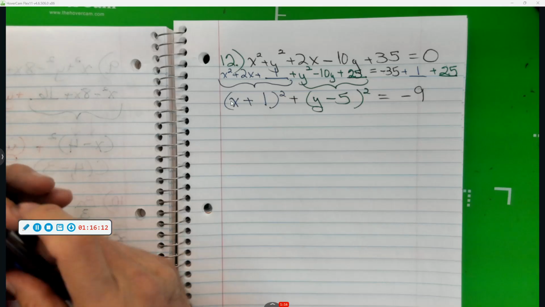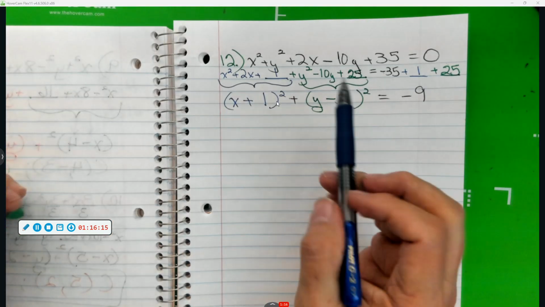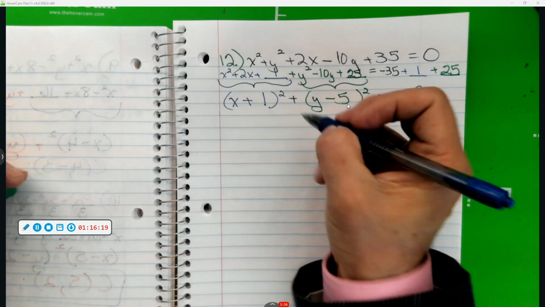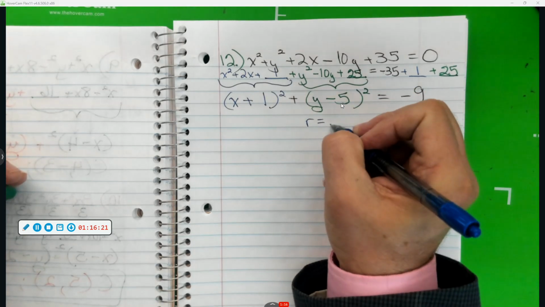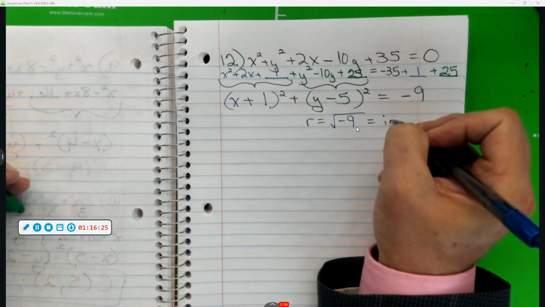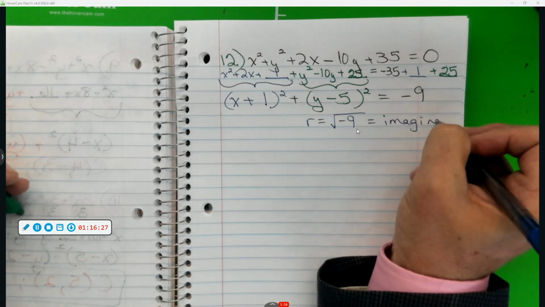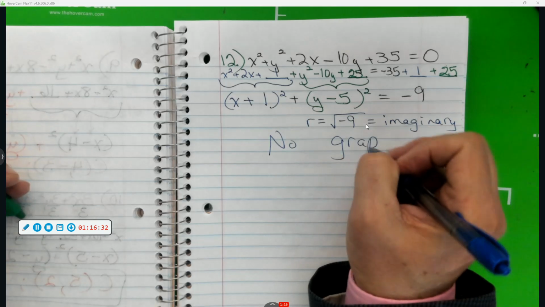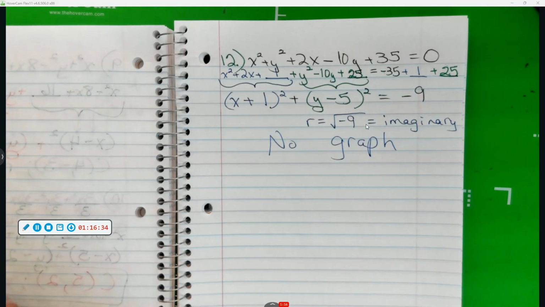So if this were a circle, the center would be negative 1 comma 5. But when we try to take the radius, you take the square root of negative 9. That is imaginary. It's 3i to be exact. So there is no graph. Not even that point. Okay?